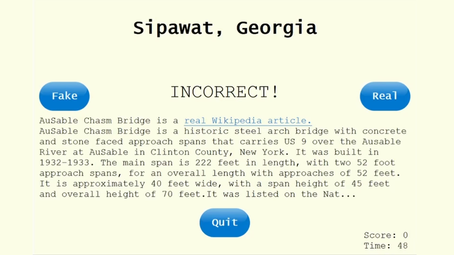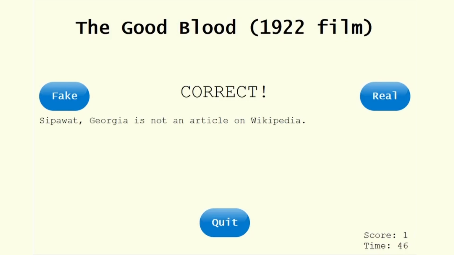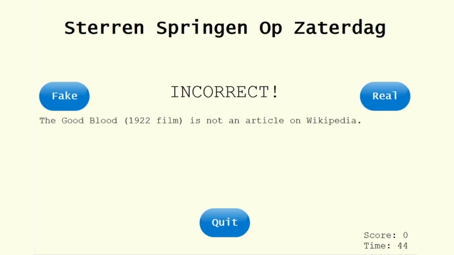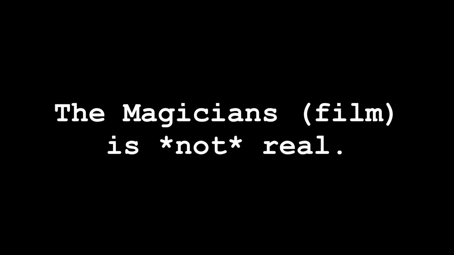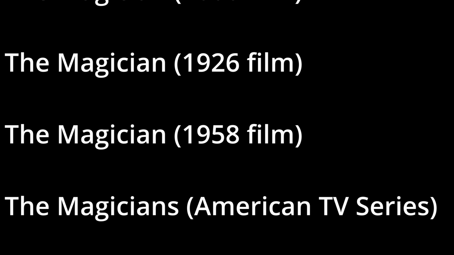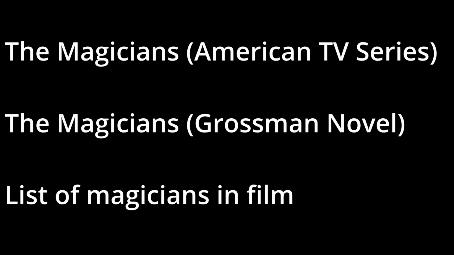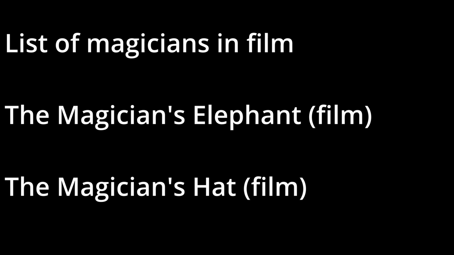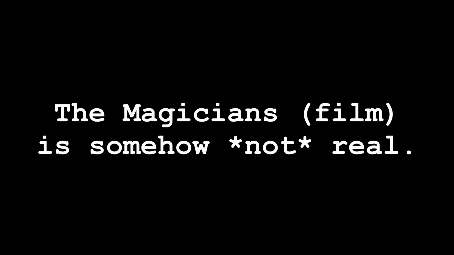So after all this was done, I played and wrote down some of the more interesting fake articles that were generated, so here are some interesting ones. The Magicians film is not a real Wikipedia article, but Magicians, Magician, and The Magician are all titles of films. Some of them are titles of multiple films, actually. There's a TV series called The Magicians, there's a novel called The Magicians, but there is no Wikipedia article on a film titled The Magicians, just every single title adjacent to it.